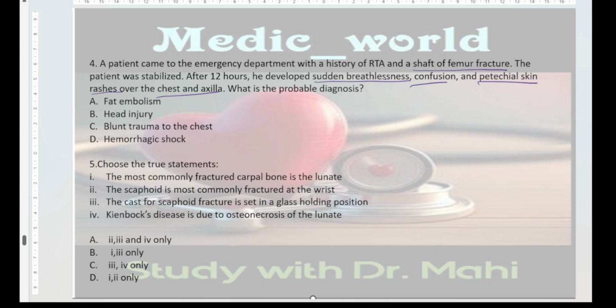As per the given clinical scenario, we can diagnose the case as fat embolism, because after 12 hours of a long bone fracture, it presents with sudden breathlessness, confusion, and petechial skin rashes. It points towards the diagnosis of fat embolism. Let's move towards the other question: choose the true statements. The first statement is the most commonly fractured carpal bone is lunate. It is a false statement because the most commonly fractured carpal bone is scaphoid.